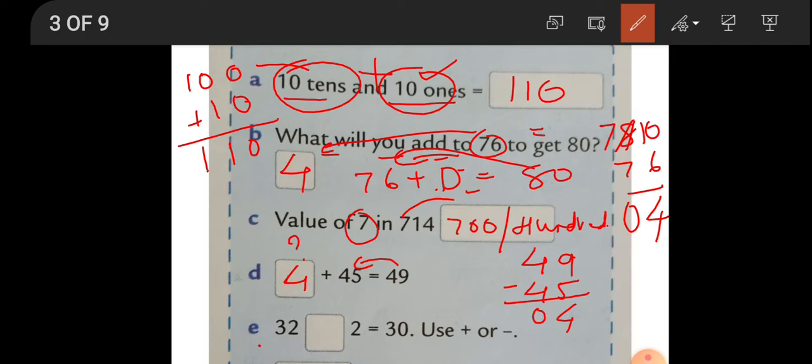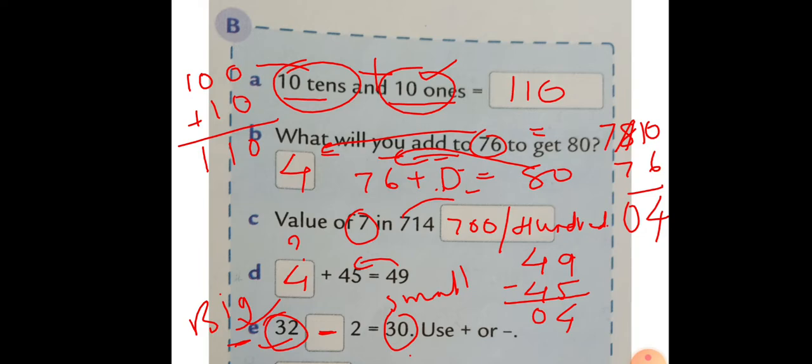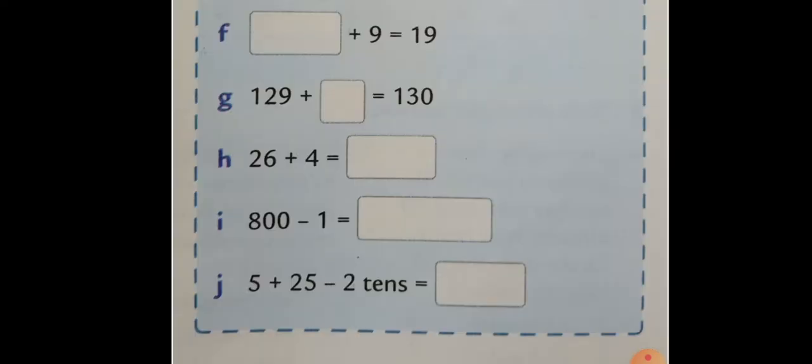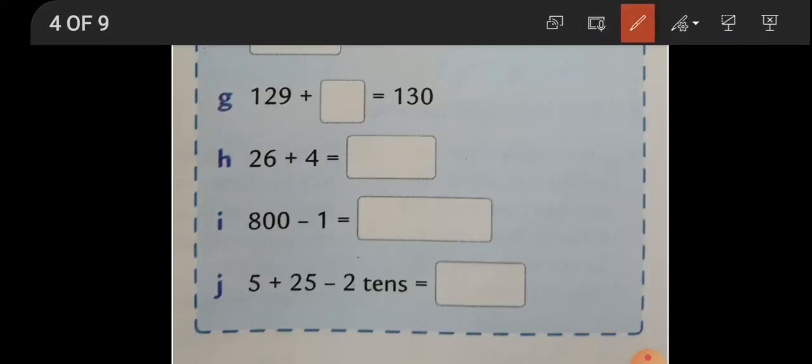Next, now remember children, look at the first number and the last number. When the first number is big, and this answer is small, remember, when the first number is big and this is small, we always put a minus sign. Okay? Please remember that. Next, again one box you need. But it is given: box plus 9 is equal to 19. Again, beta, do 19 minus 9. 19 minus 9. Excuse me. 9 minus 9, 0, and 1 as it is, you will get 10. So your answer will be 10.